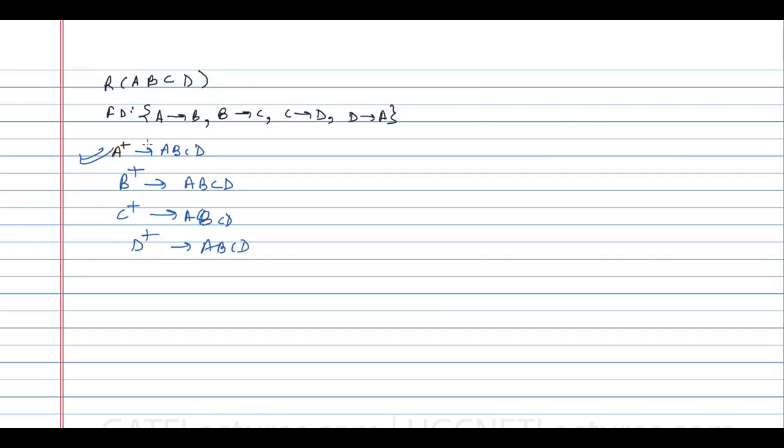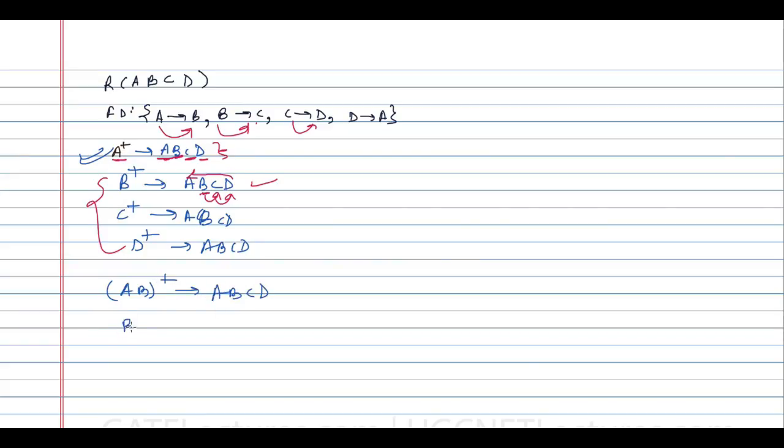Others are self-explanatory. So if I take A closure, A can determine A itself, but with the help of A, I can determine B. With the help of B, I can determine C. With the help of C, I can determine D. With the help of D, I can determine A. Therefore, I can determine everything. In the same way, for B also, with the help of B, I can determine B, with the help of B, I can determine C, with the help of C, I can determine D, and with the help of D, I can again determine A. So ABCD.